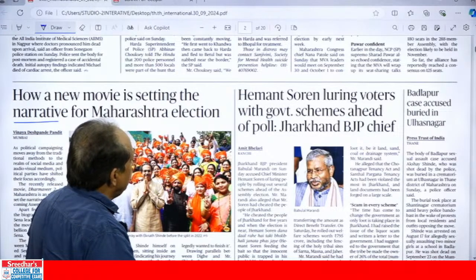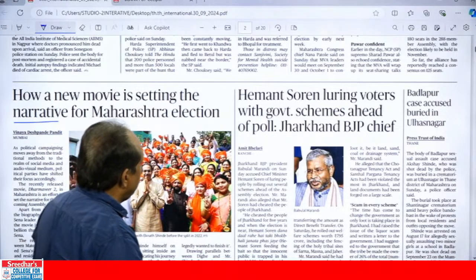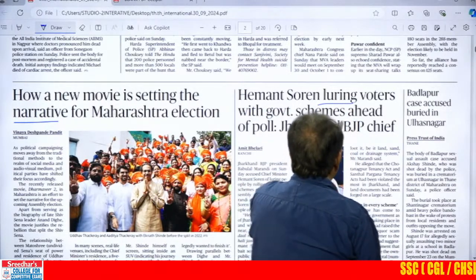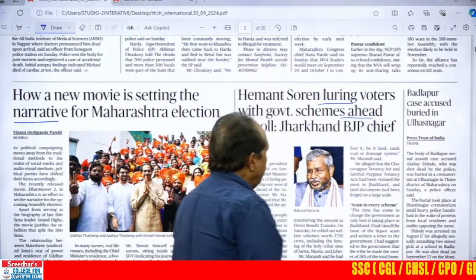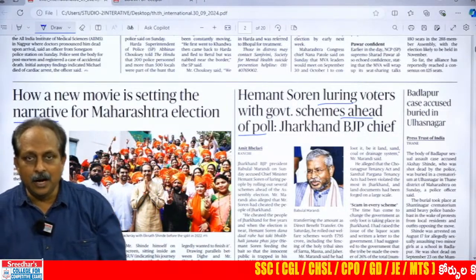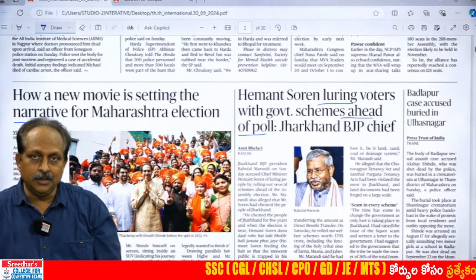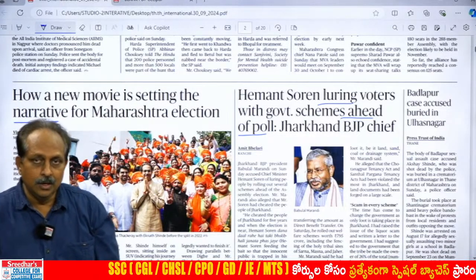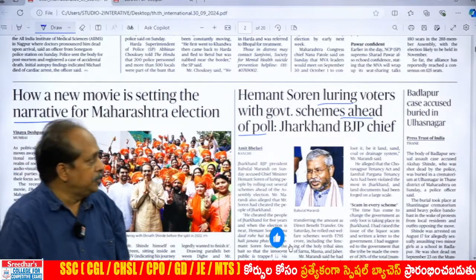Hemant Soren luring voters with government schemes ahead of poll. Here, lure. Ahead of poll, an important expression you have to remember. But lure means what? To attract. To attract someone with the intention to cheat or to deceive. Then we use the word lure. It has a negative connotation.